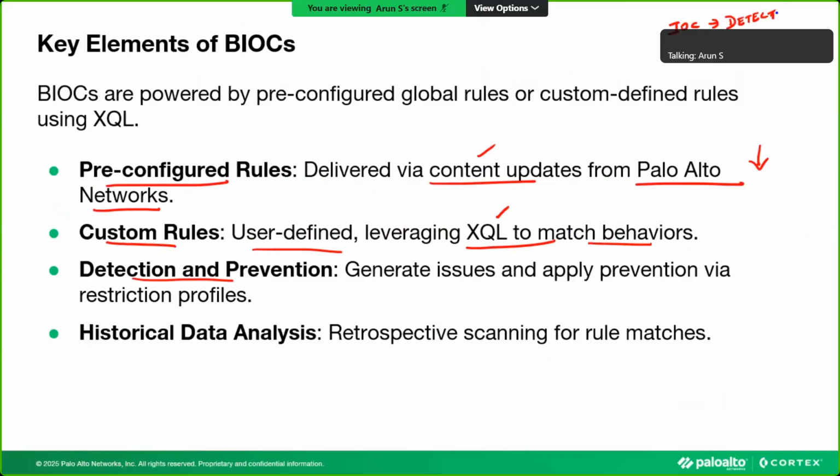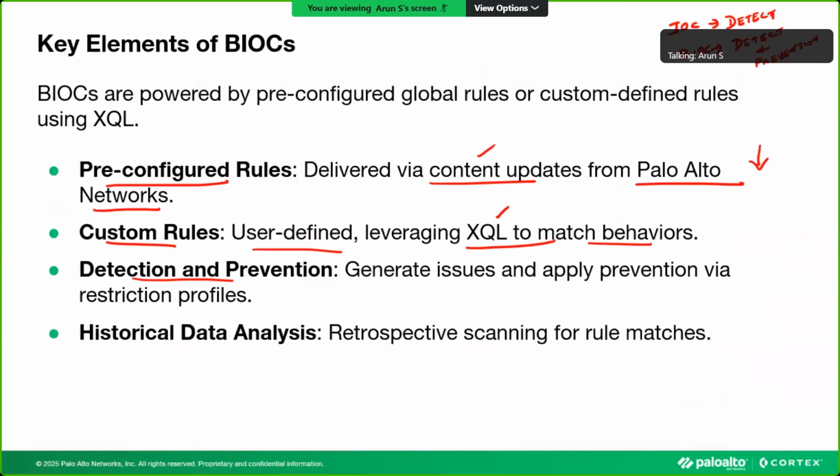So IOC rules detect any malware content, whether any of the files are there or not, and whether any of the IP addresses are malicious or not. To detect those things, we will write IOC rules. BIOC rules also will detect, but they can also help in prevention. Any prevention also BIOC rules can be used.